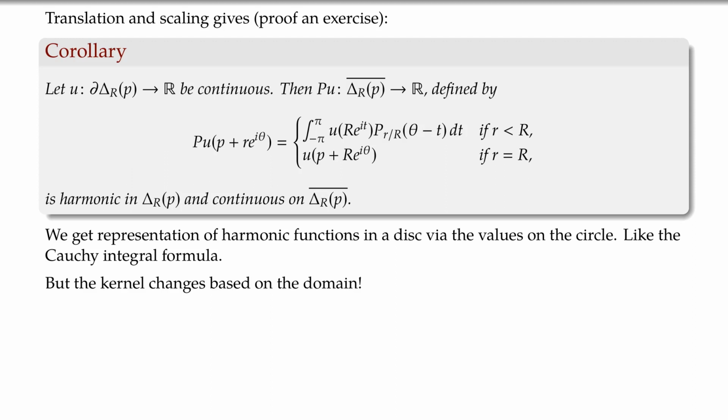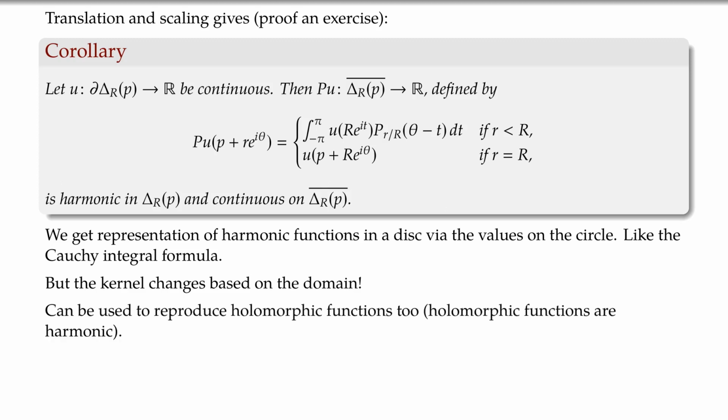But the point is that here you need to know the domain to know the kernel. For the Cauchy integral formula, it was always just 1 over zeta minus z, let's say, right? It was the same. You're always integrating against the same thing. So that's an advantage of the Cauchy integral. Well, but the Cauchy integral is for holomorphic functions, right? So here we're talking about harmonic functions.